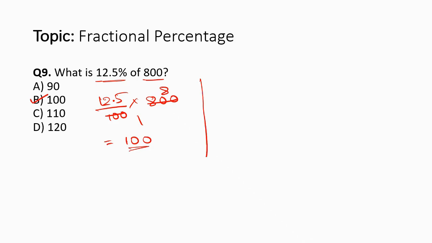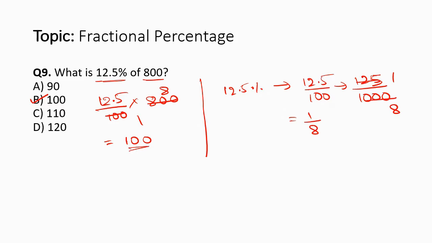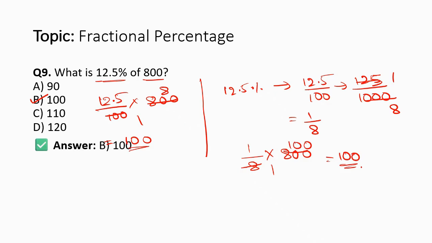Or else we can convert 12.5% into fractional form. 12.5 means 12.5 by 100. It is just removing the decimal and adding 0 in the denominator. 125 ones, 125 eights. The fractional format of 12.5% is 1 by 8, and now 1 by 8 into 800. 8 ones is 800. Okay.